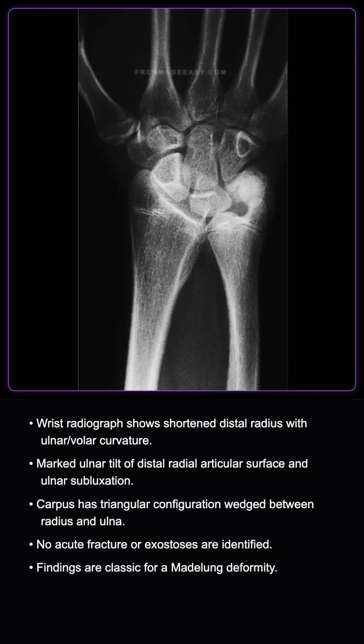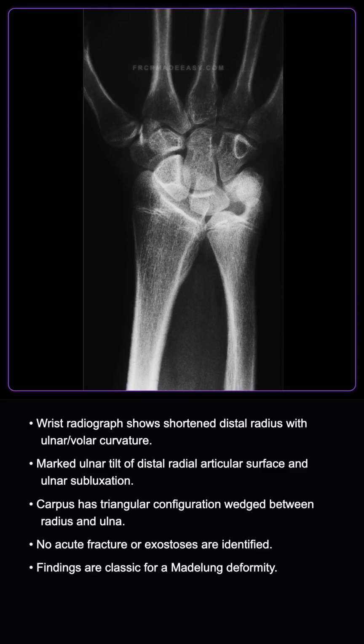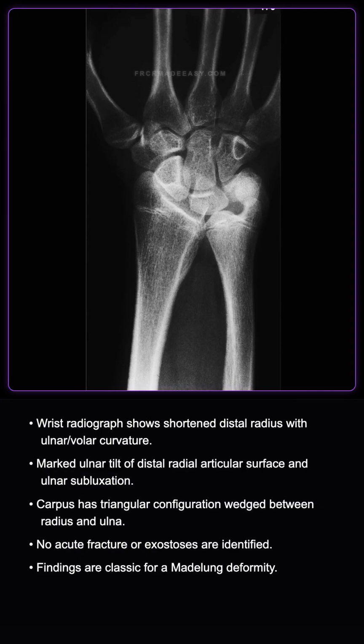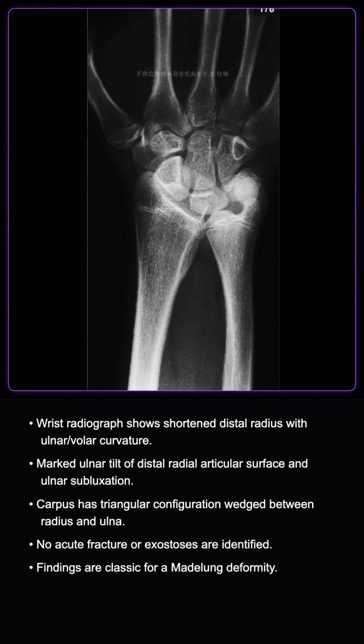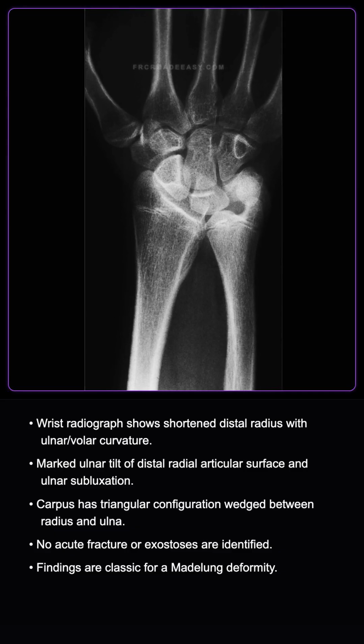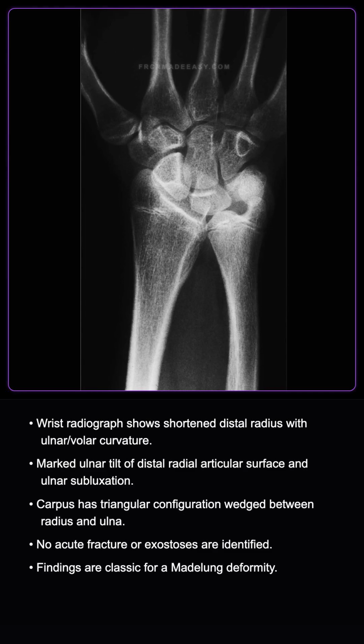Yes. The hand and wrist radiograph demonstrates relative shortening of the distal radius with an abnormal ulnar and volar curvature. There is a marked ulnar tilt of the distal radial articular surface, and the distal ulna is dorsally subluxed. The carpal bones have assumed a triangular configuration and are wedged between the radius and ulna, reducing the carpal angle.